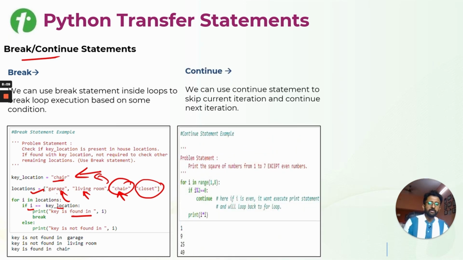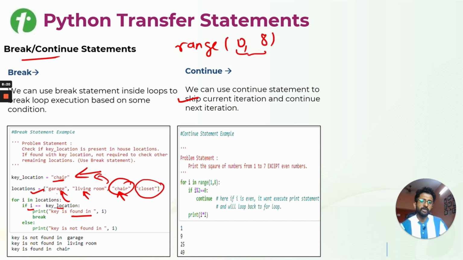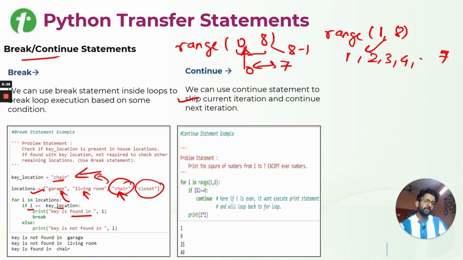Now the continue statement. We can use the continue statement to skip the current iteration. For example, you have the values from 1 to 8. So what is the range function in Python? It will give you the values in a range, starting with 0 and ending with 8 minus 1, that is 7. So it will give the values from 0 to 7. If I am doing a range of 1 to 8, it will start with 1 and end with 7. So all the values in between will be given by this range function.